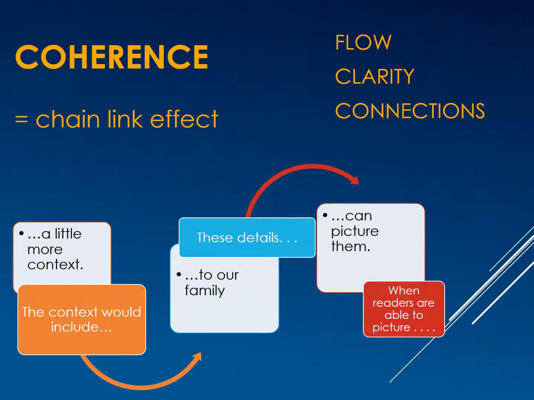So you think of coherence as having a chain link effect, and also that creates flow, more clarity, and provides connections between ideas. And in the previous paragraph in this presentation, the paragraph mentioned a little more context, and then the next sentence started with the context would include. And then when I referred to the details of 5 W's and H, and why this was memorable for our family, then in the next sentence I said these details, referring back to the previous sentence. And then another sentence further on ends with can picture them. Then the next sentence says when readers are able to picture whatever. And so these are like little chain links that flow smoothly. That's kind of the flow that you're talking about.